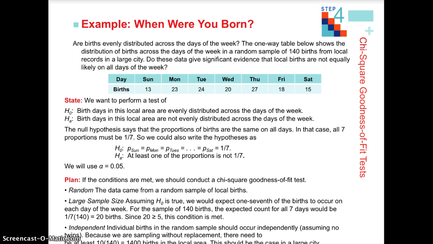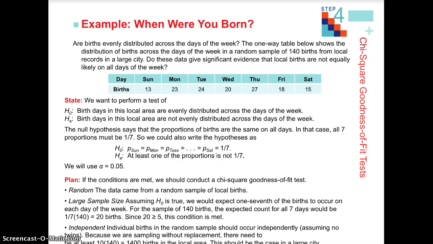The next part is, of course, our plan, and if conditions are met, we will conduct a chi-square goodness of fit test. Be specific, because when they read the AP exam at the end of the year, they are looking to know that you know what kind of test you're supposed to be conducting. Then we check our conditions: random, large sample size, and independent.